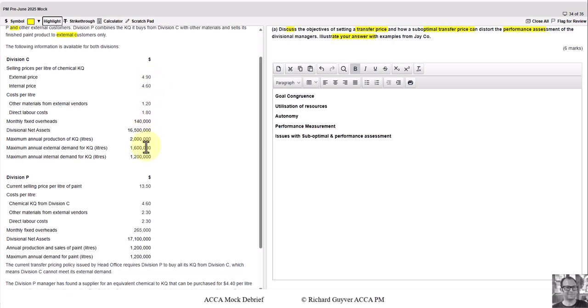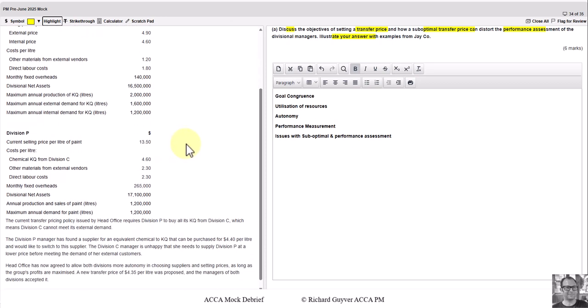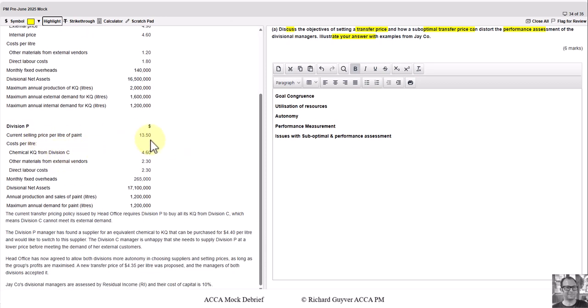So if it's forced to sell internally, we're going to have a grumpy manager who's not happy with that. Now Division P, they sell for $13.50. Obviously the input from Division C is the same, the $4.60, other materials externally. They've got fixed overheads, assets, and their supply matches demand. The current transfer policy issued by head office requires Division P to buy all its KQ from Division C, which, as I just said, means Division C cannot meet external demand.